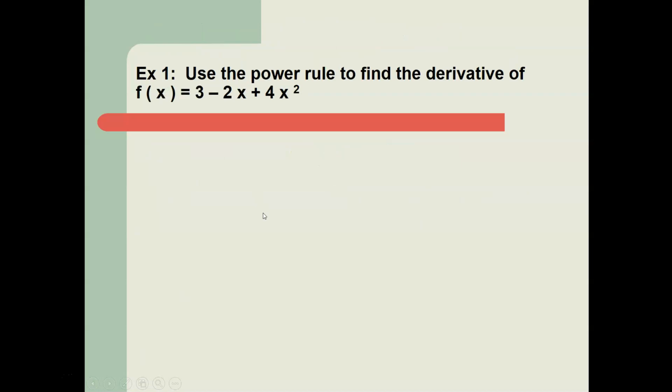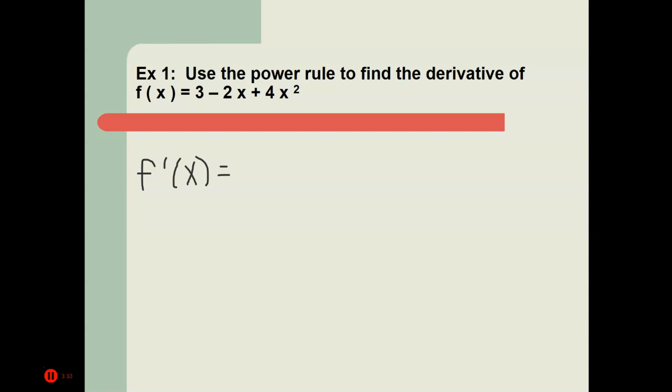So let's use the power rule to find the derivative of the following function. So we write our notation as f prime of x. You're going to put that prime between the f and the parenthesis. So f prime of x stands for the derivative. So the derivative of f of x becomes f prime of x.